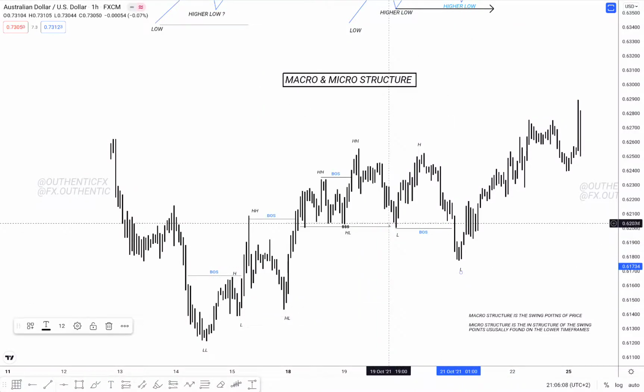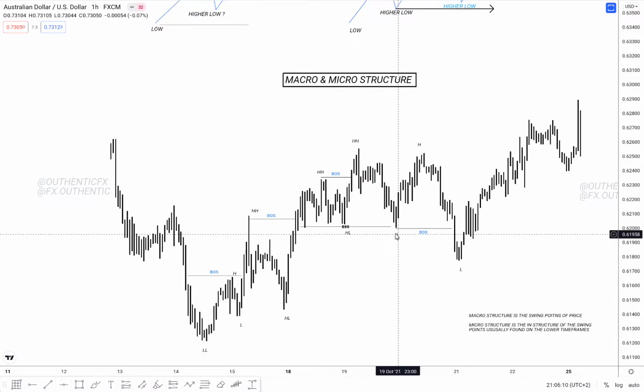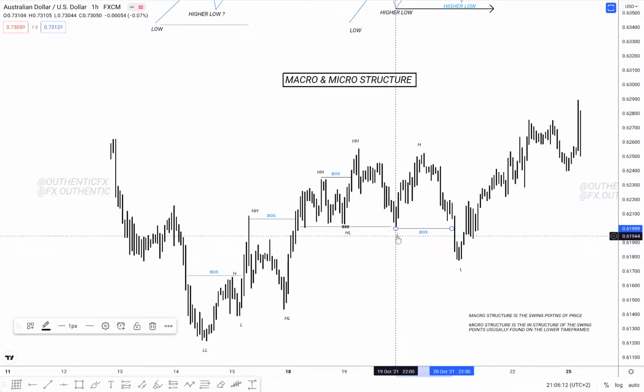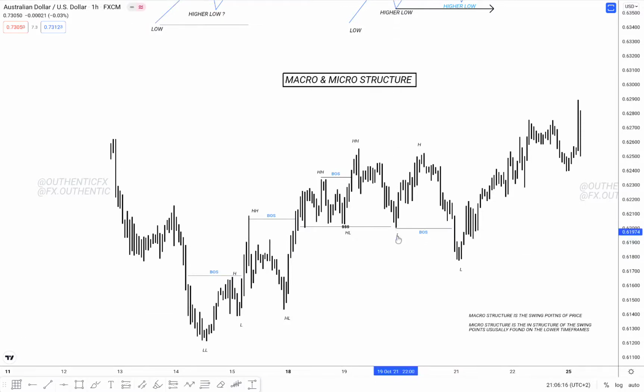right? We don't even need to mark up this level here. We could literally just leave it like this because it's in a trading range. There's no structure which has been formed yet. Push that up.